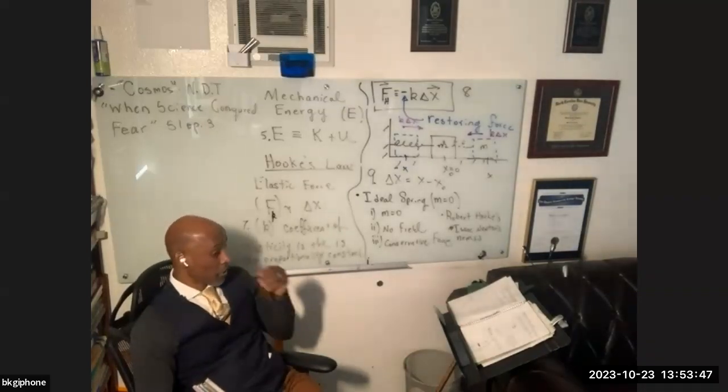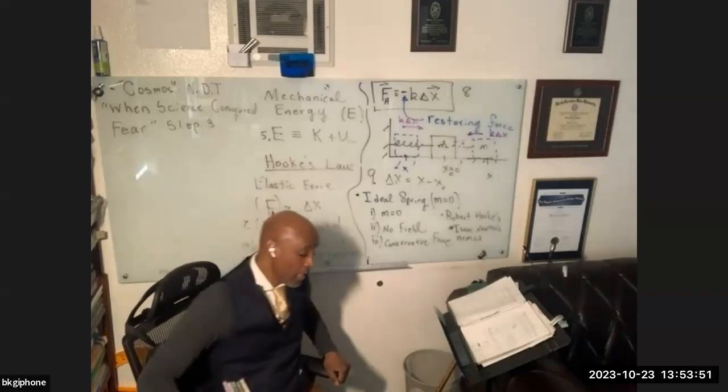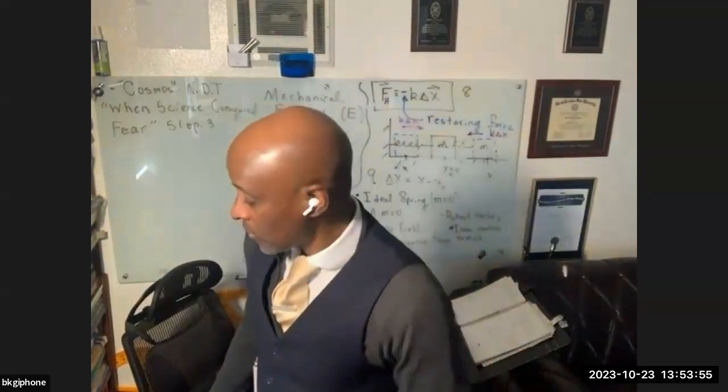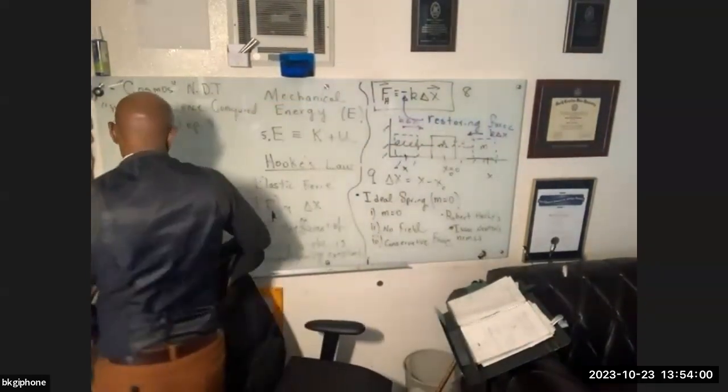That's the introduction of Hooke's law. So let's take Hooke's law and throw it into this function over here and derive the potential energy function for a spring. Remember, it does not have a field, but because there is a force, we can use it to derive a potential energy function.